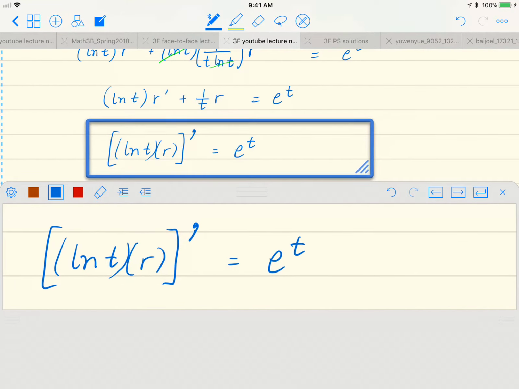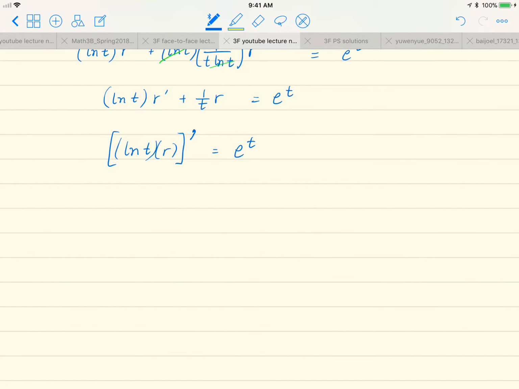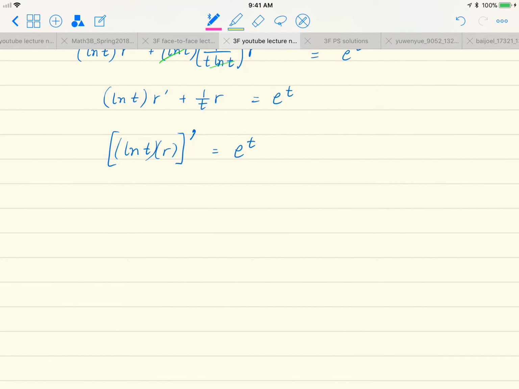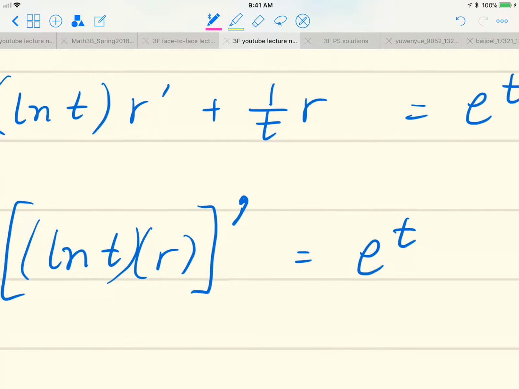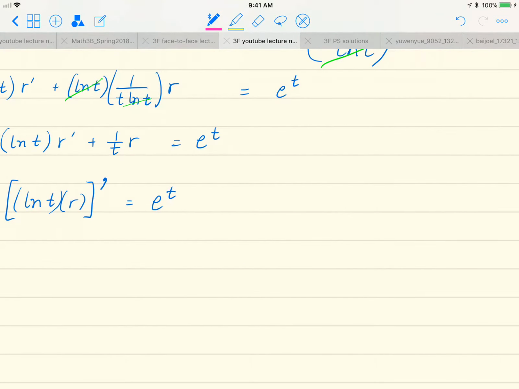Now let's just verify that. Some people can figure this out in their head, but let's just verify. Suppose you're a skeptic and you're saying, hey, I don't believe that the derivative of natural log of t times r is equal to natural log of t times r prime plus 1 over t times r. Let's just go ahead and compute that on the side. We're just going to use our product rule.